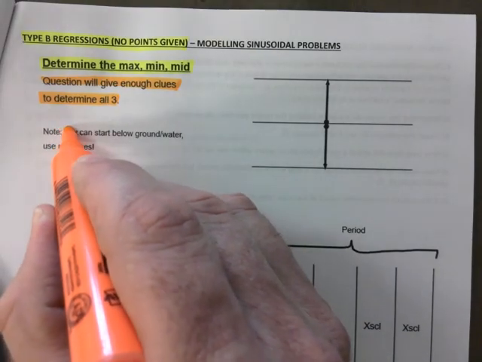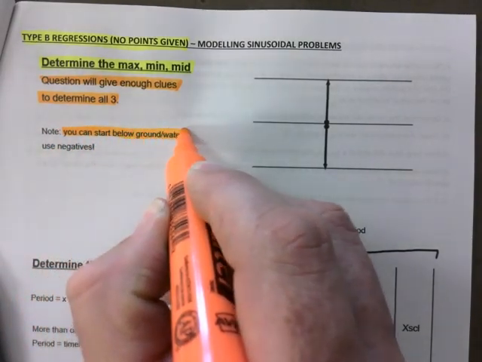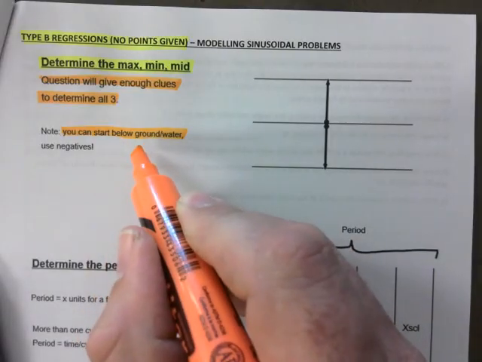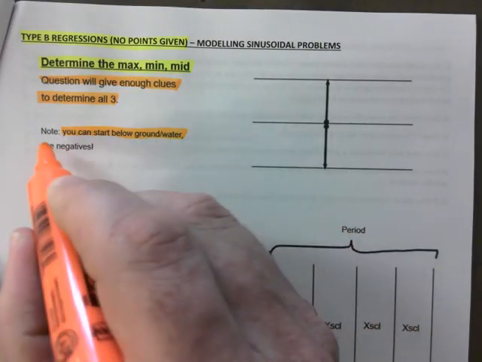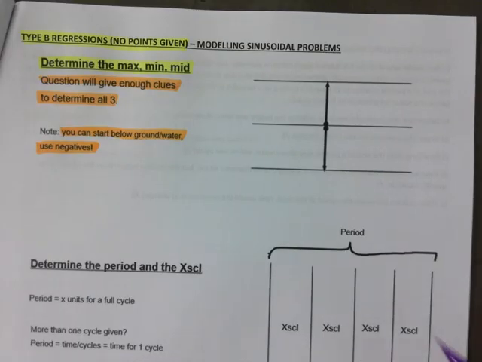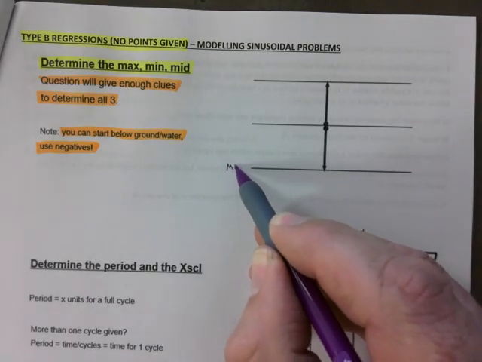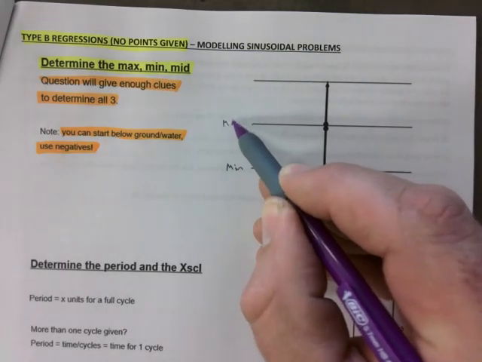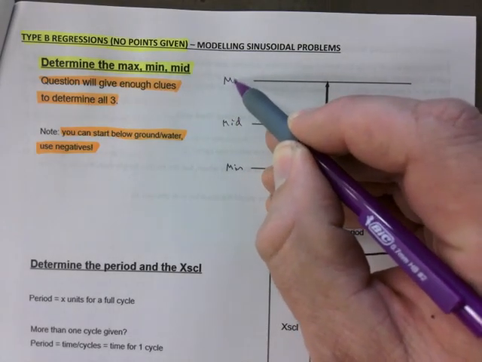One note here, it's possible that you start below ground or underwater, in which case we have to use negatives. I don't think that's going to surprise you. I'm just going to make sure you understand. So we have that. Obviously, this is our min, this is our mid, and this is our max.